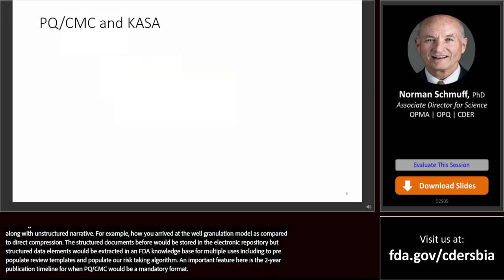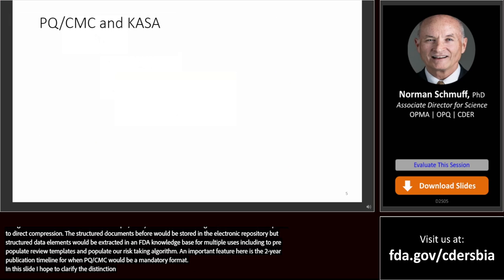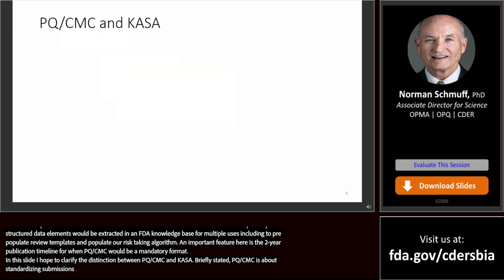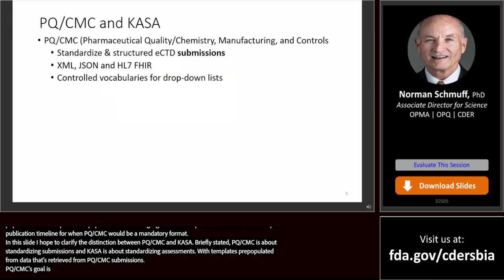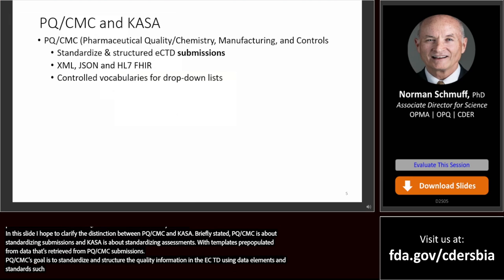In this slide, I hope to clarify the distinction between PQCMC and CASA. Briefly stated, PQCMC is about standardizing submissions and CASA is about standardizing assessments with templates pre-populated from data that's retrieved from PQCMC submissions. So PQCMC's goal is to standardize and structure the quality information in the eCTD using data elements, data standards such as XML, JSON, and HL7 FHIR.